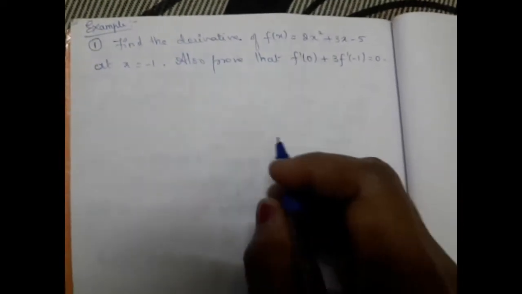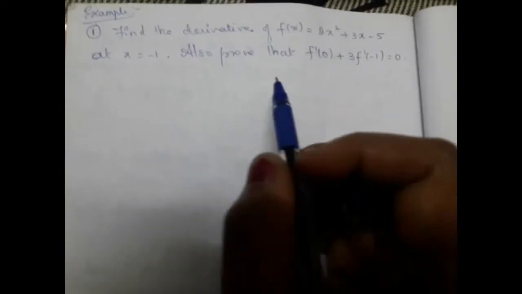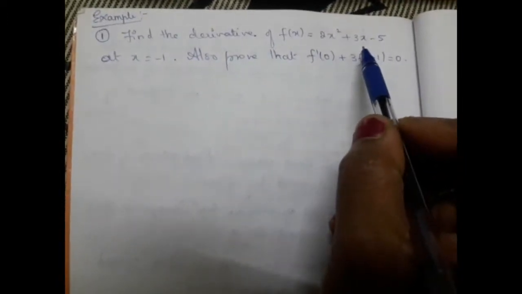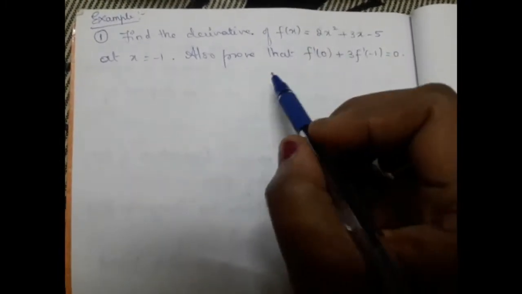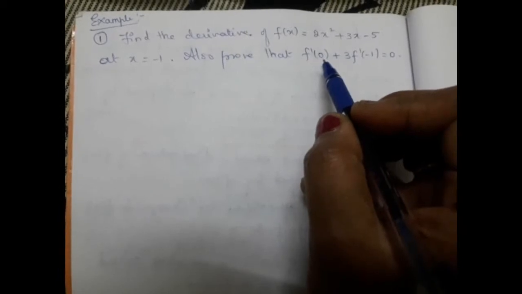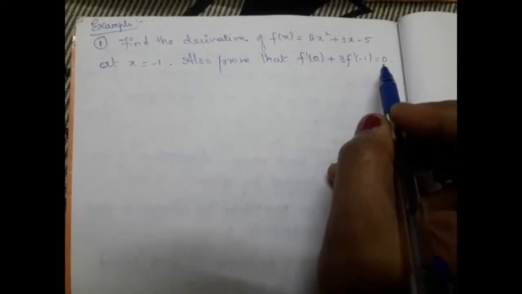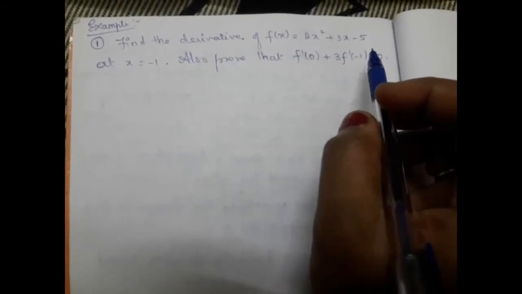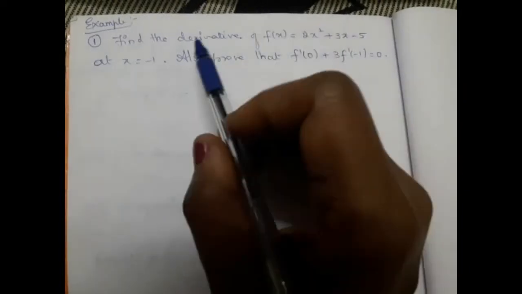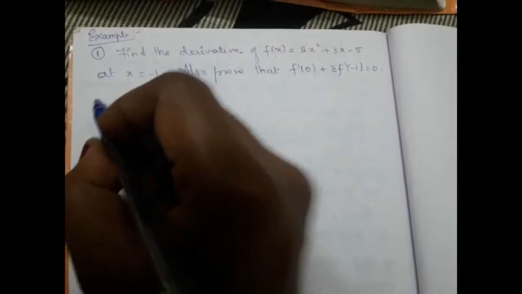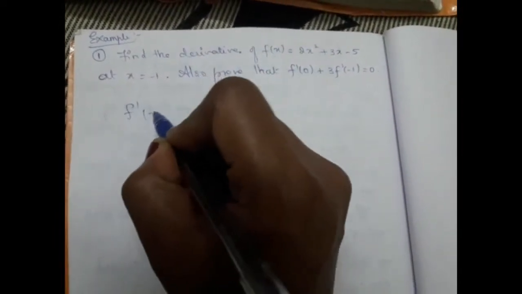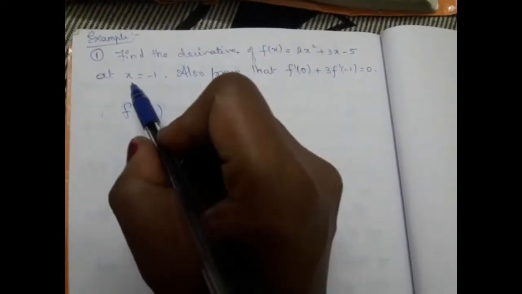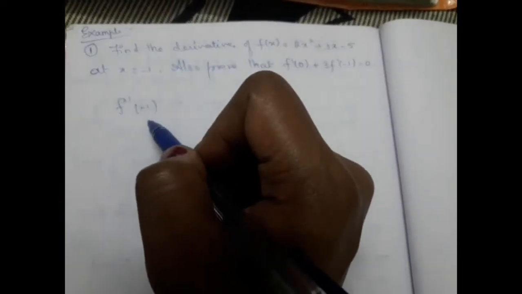Now let us see how to solve this question using the definition of a derivative. Find the derivative of f of x equals 2x square plus 3x minus 5 at x equal to minus 1. Also prove that f dash of 0 plus 3 into f dash of minus 1 equals 0. Right? So for this, first let us find f dash of minus 1, because that's what our question asks. Derivative of f of x at x equal to minus 1 means we have to find f dash of minus 1.